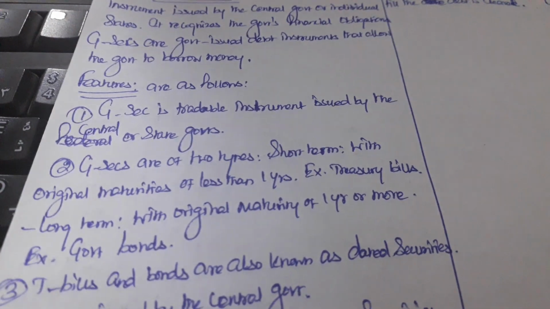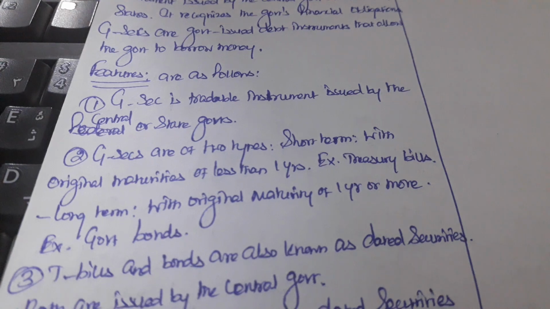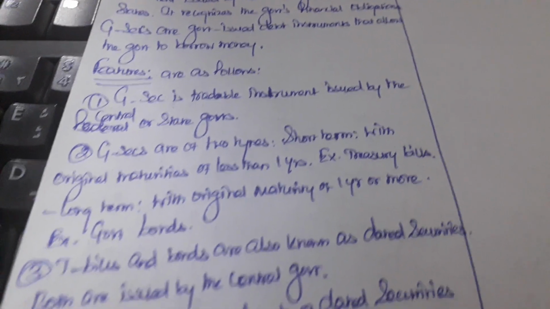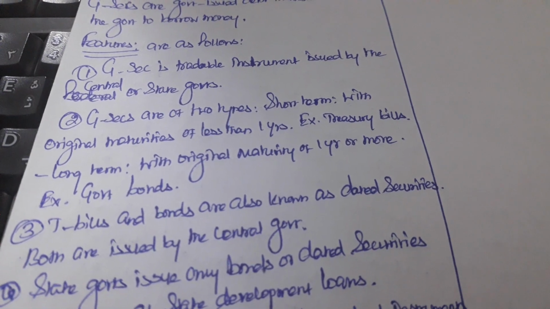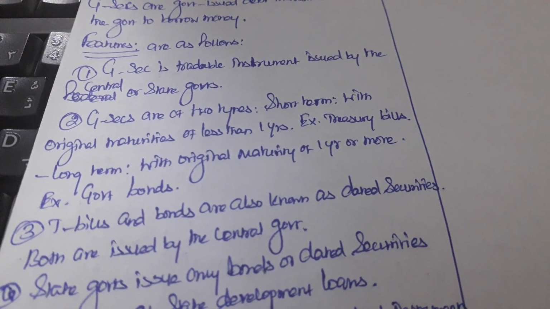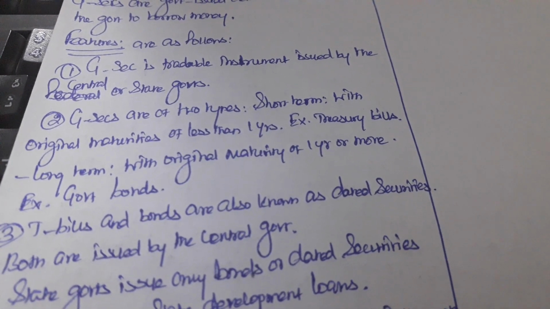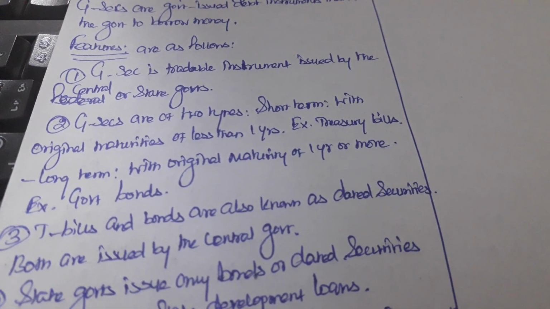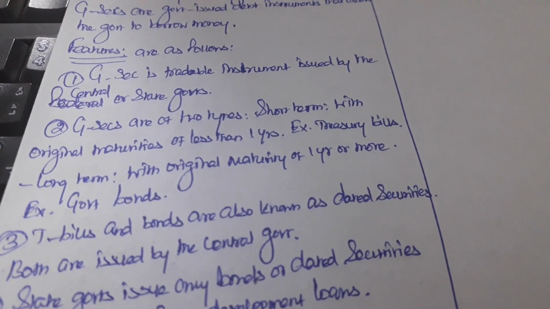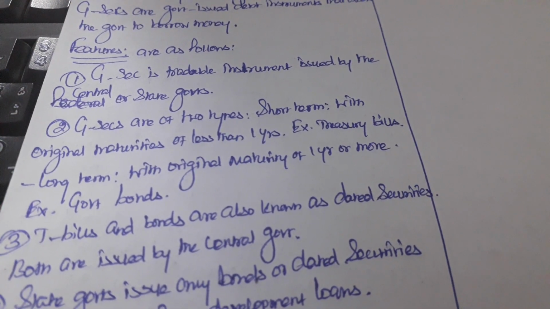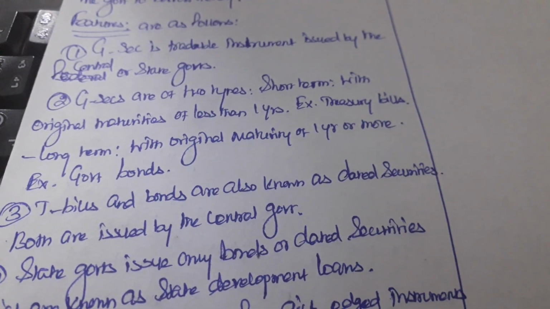The features are as follows. The first one: government securities are tradable instruments issued by the central or the state governments. Second, government securities are of two types: short term, with original maturities of less than 1 year. Example, treasury bills. The maturity period is less than 1 year, which is called short term government securities. Example for that, the treasury bills.